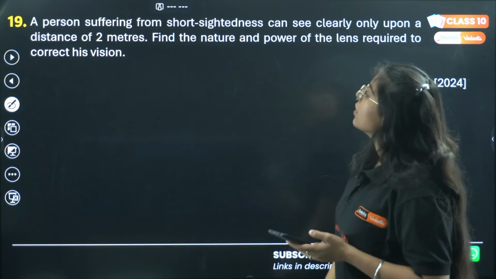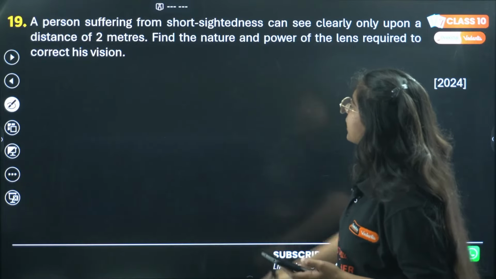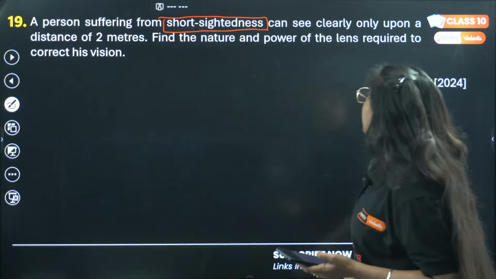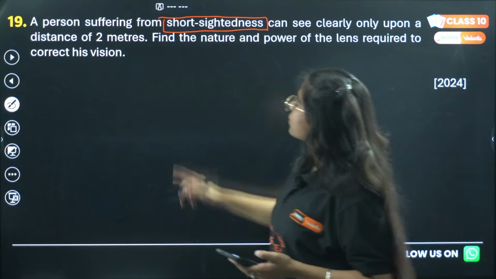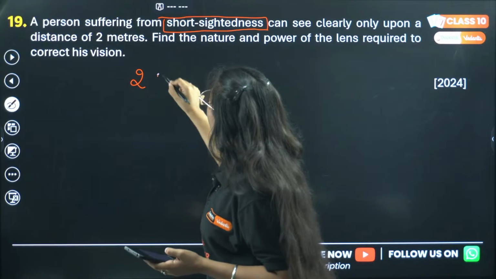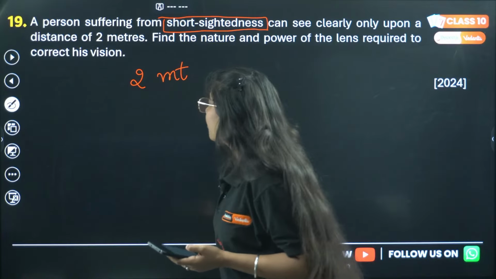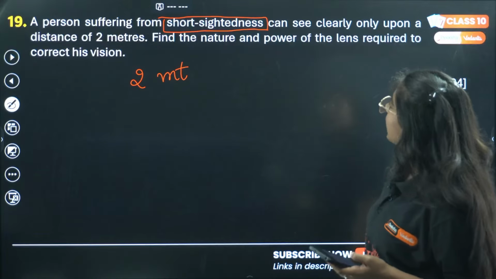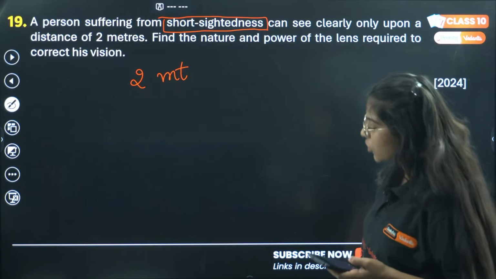A person suffering from short-sightedness. What is he suffering from? Short-sightedness can see clearly only up to a distance of 2 meters. So he can only see clearly up to the distance of 2 meters. Find the nature and power of the lens required to correct his vision.